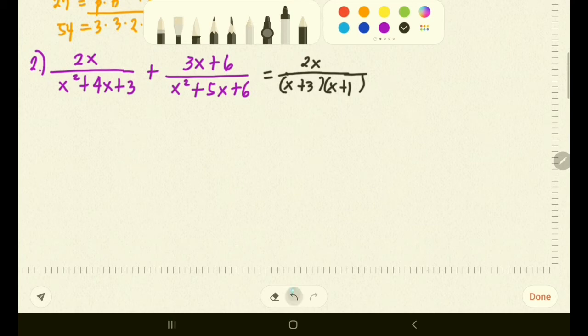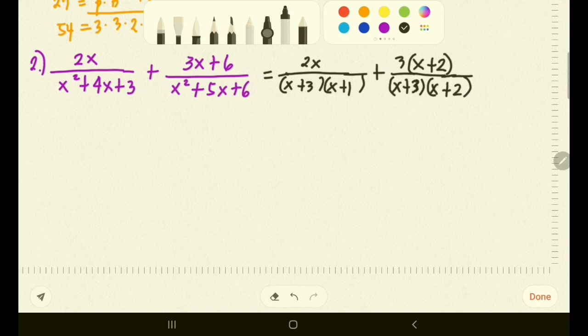And then you could also factor the numerator. Okay, the numerator, they have a common factor. The GCF is 3. Then let's divide directly. 3x divided by 3, that is x. 6 divided by 3, that is 2. Okay. And then for the denominator, you factor that out. So you have factors of x squared, x and x, and then 6. And your goal is to get 5x, so that would be 3 and 2.